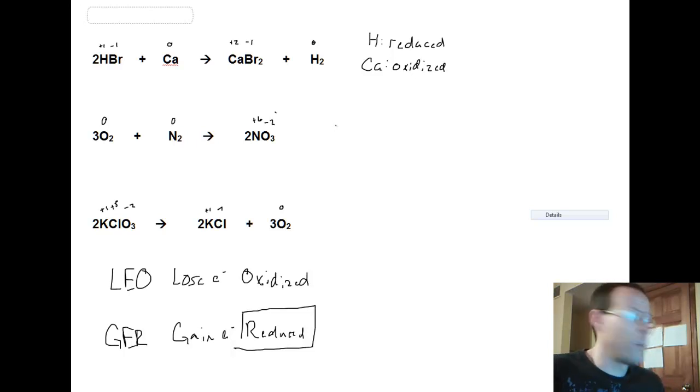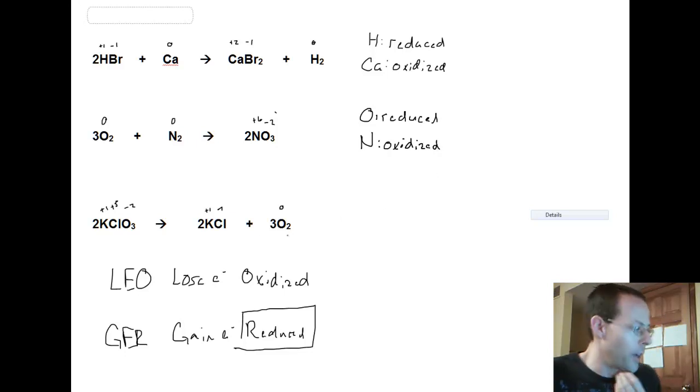Okay, so we're going to go to our next equation now. Oxygen starts as a 0, and now over here oxygen is a -2. Oh, that must mean that oxygen is being reduced. And let's look at nitrogen. It starts as a 0, and it changes to a +6. So that's definitely not being reduced. So nitrogen must be being oxidized. Alright, in our last equation, K starts as a +1, and it ends as a +1. Oh, nothing happened.